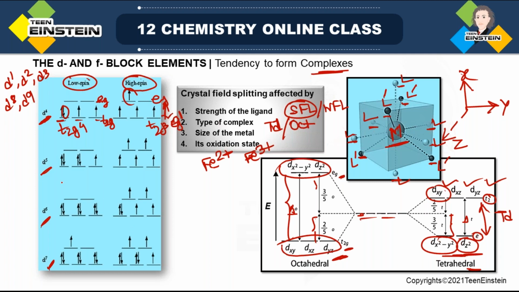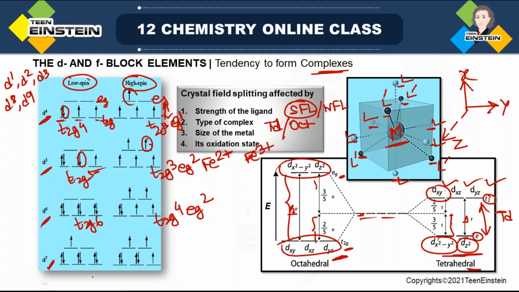Now when it is the 5th electron, in low spin it is still not going to Eg because here some possibility to remain is present. But in high spin, the 5th electron is promoted to Eg. So here the configuration is t2g5 eg0, but this is t2g3 eg2. Now for d6, t2g6, but this is t2g4 eg2.